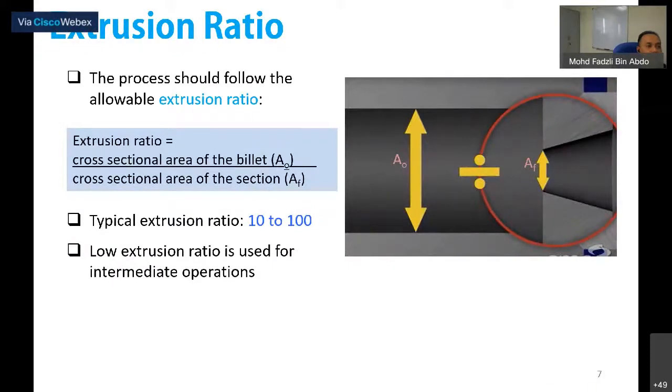Okay, this is the extrusion ratio. This is the term of extrusion ratio. Is between the area, cross-section area of the billet before the extrude, and then after the extrude. Area bagi AF equal to extrusion ratio. Typically, extrusion ratio is 10 to 100. Kita tak boleh lebih dan juga tak boleh kurang. Okay. Low extrusion ratio is used for intermediate operation.